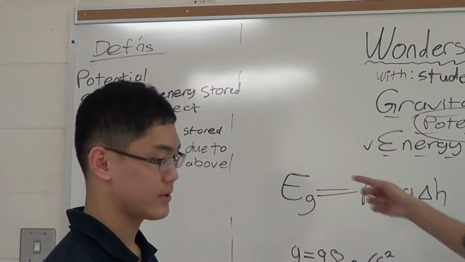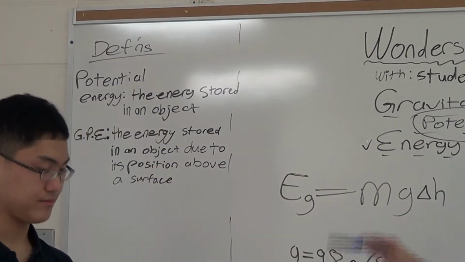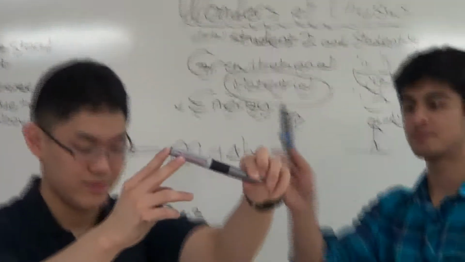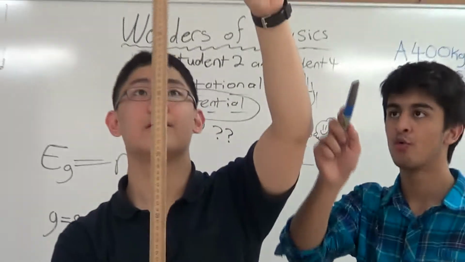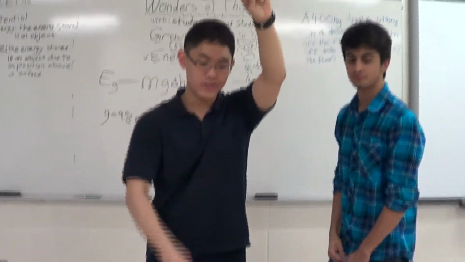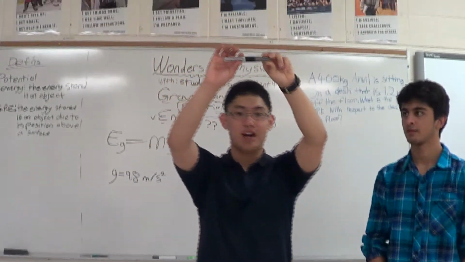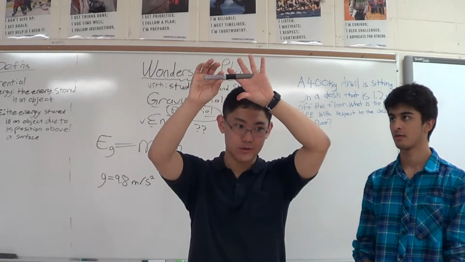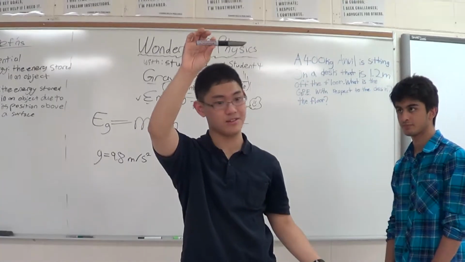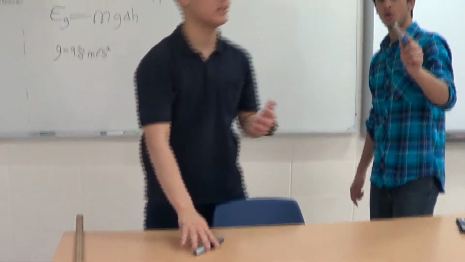Good. Now, what about gravitational potential energy? Well, that is the energy stored in an object due to its position above a surface. Like this. So, this marker has energy relative to this surface. It is exactly 1 meter above the surface of the desk, which means that however much energy is stored in this is proportionate to the 1 meter distance that it is off the desk. Now I drop it, and the potential energy is gone.